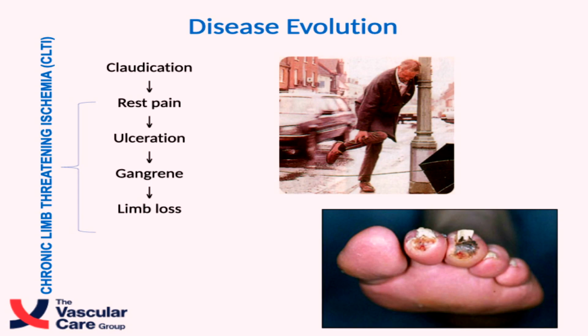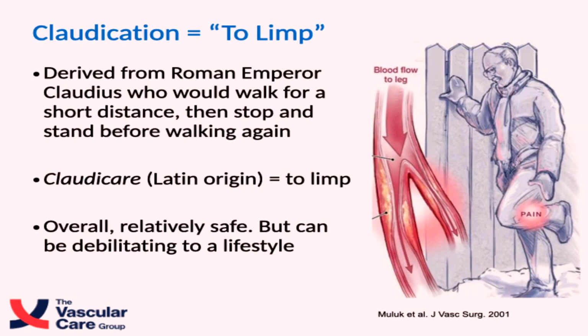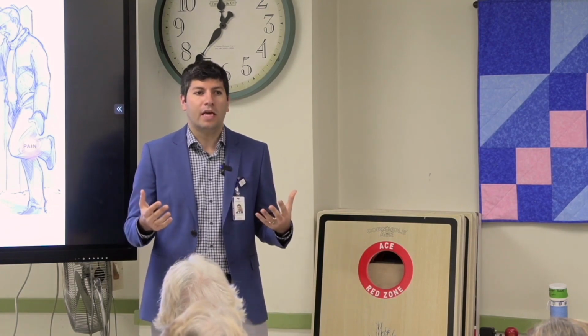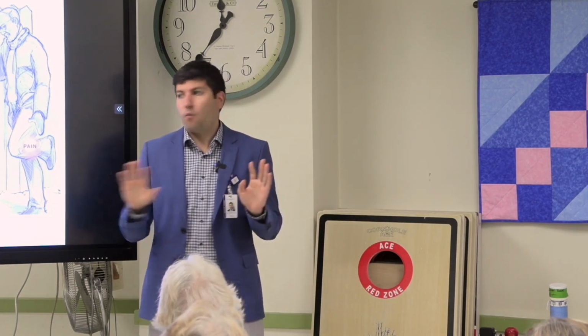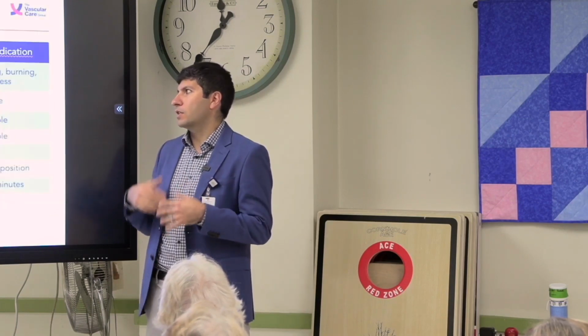So everything after claudication, the little animation didn't show up, is CLTI, chronic limb-threatening ischemia. So we're going to start with the most benign, which is claudication: pain in your legs when you walk. It derived from the Roman Emperor Claudius. He used to walk for a short distance, then he'd stop and stand before he'd walk on. That's where they gave the terminology of someone who claudicates. It's overall relatively safe, meaning it can be very inconvenient to your lifestyle, but your risk of an amputation, meaning your risk of losing your leg, is exceptionally small. Whereas if you progress to CLTI, that risk is much higher.